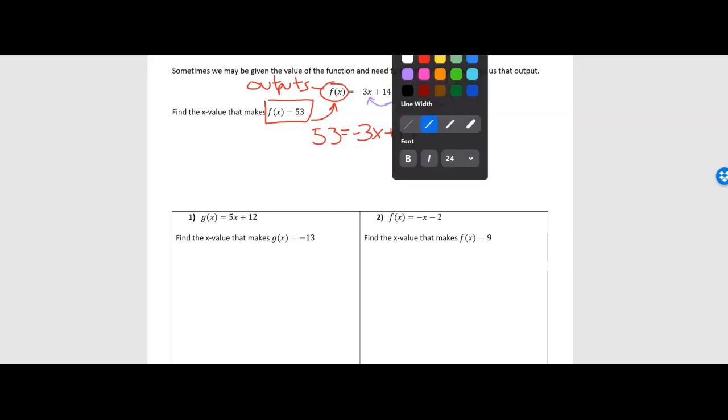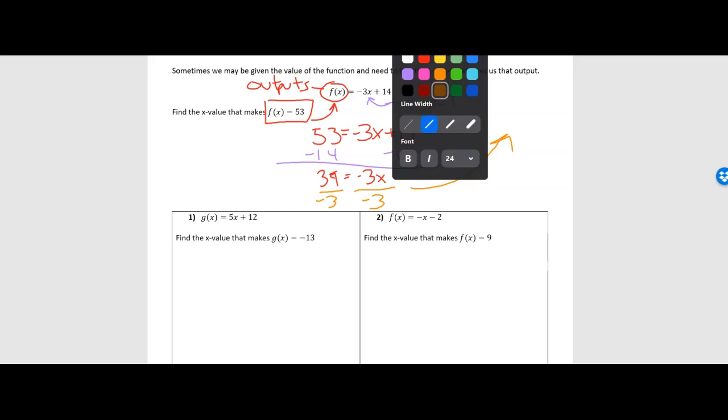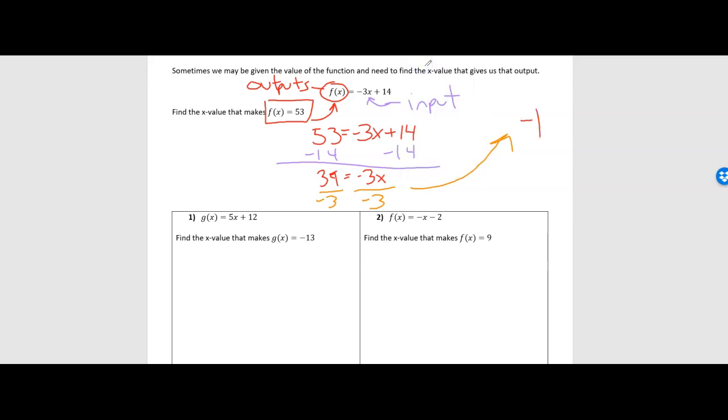So let's go ahead and solve. I'm going to subtract 14 from both sides. So I'm going to get 39 is equal to negative 3x. If I divide both sides by negative 3, I'm going to get negative 13 is equal to x. So the input that gives me an output of 53 is negative 13.